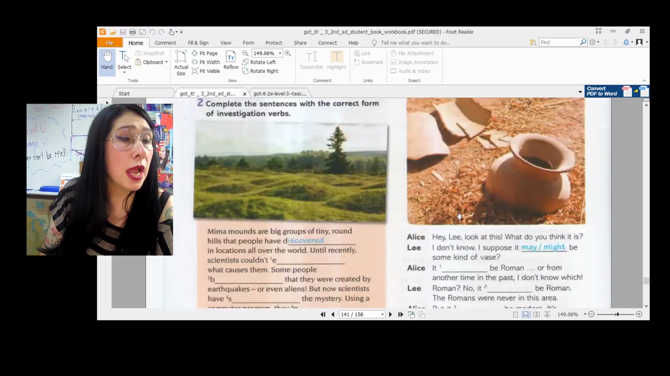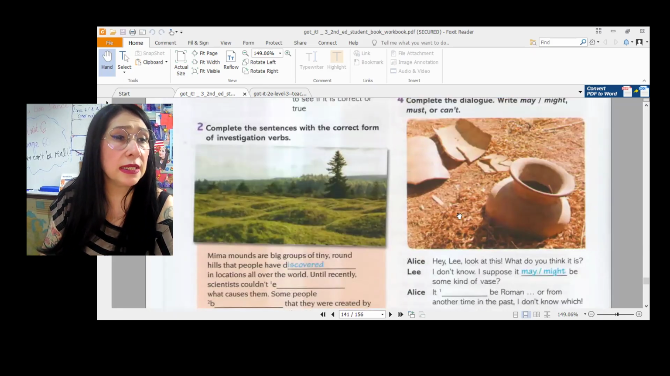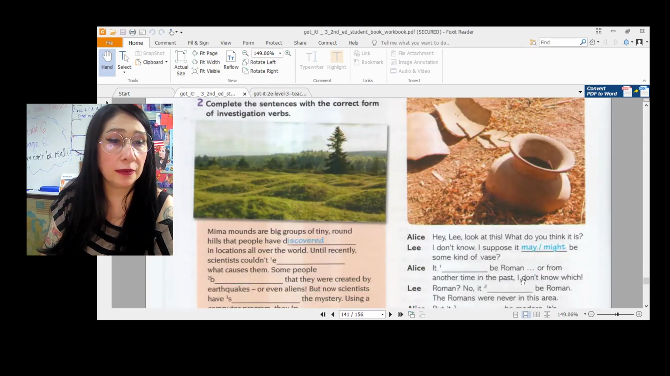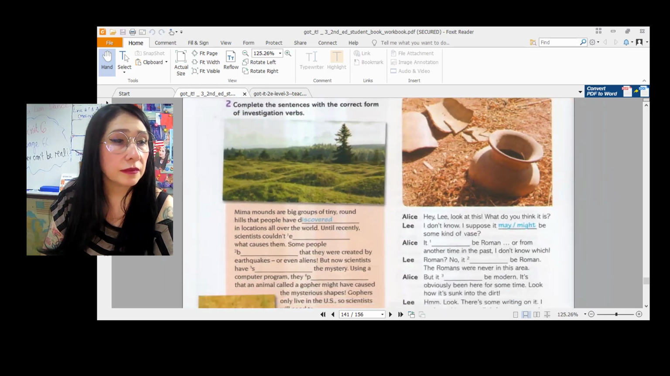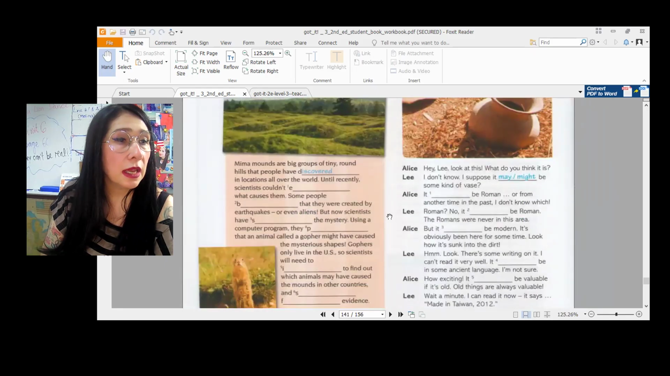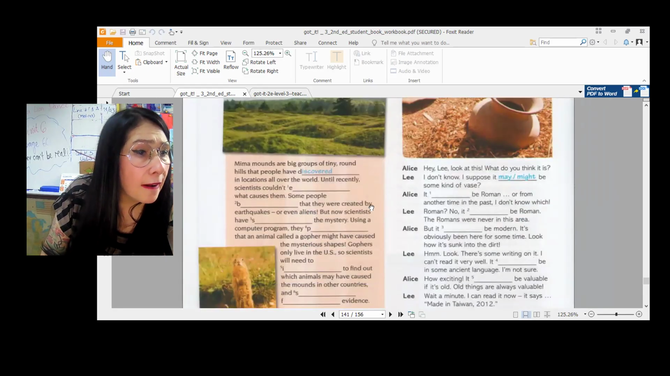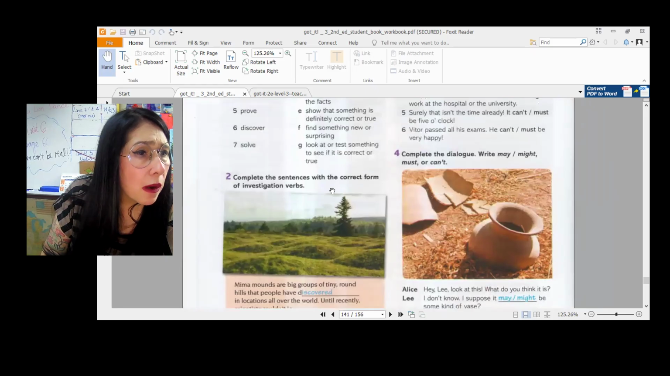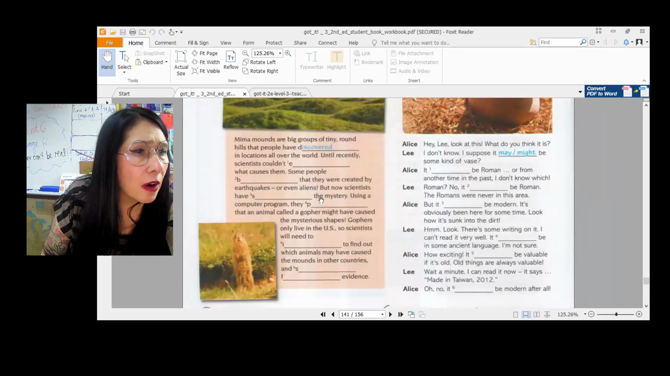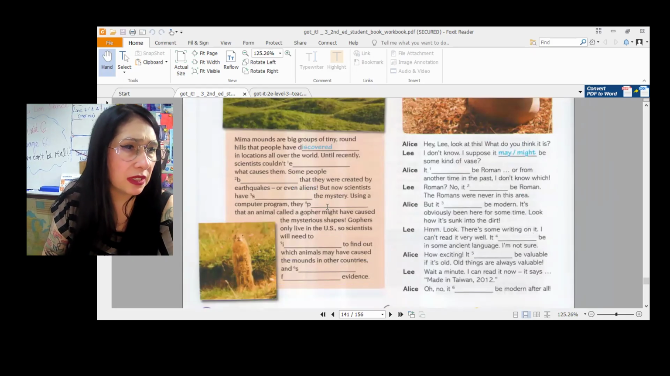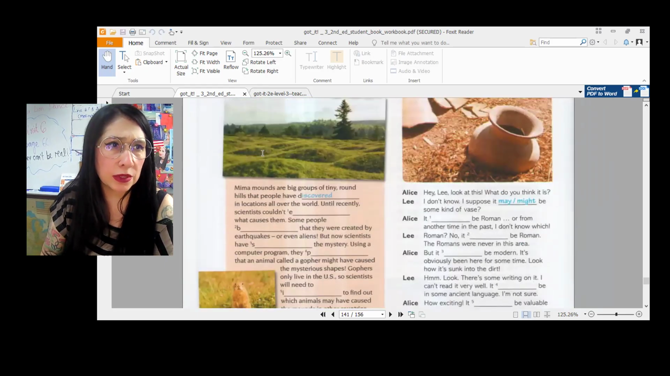Now exercise 2. Exercise 2 says, complete the sentences with the correct form of investigation verbs. Okay, so this is a photo of the, let me see, where did this come from? They have appeared in many areas around the world, actually. Okay, they are called mima mounds. This formation on the ground is called mima mounds.